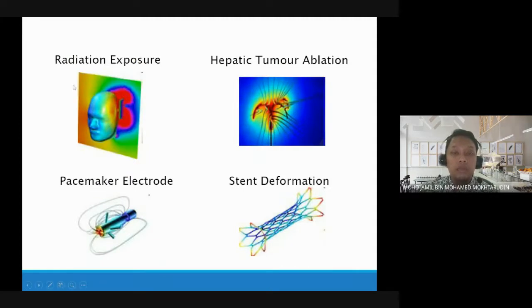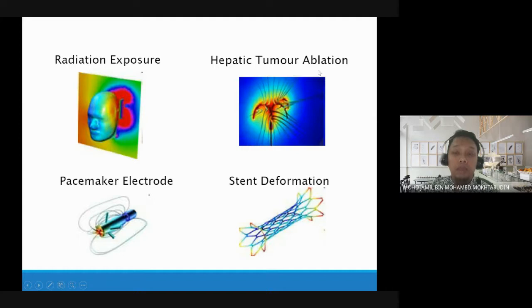Okay, so there are some other things we can study using the finite element method. We can study radiation exposure. Okay, I'm not sure about this one, I never tried this. And we can study hepatic tumor ablation.